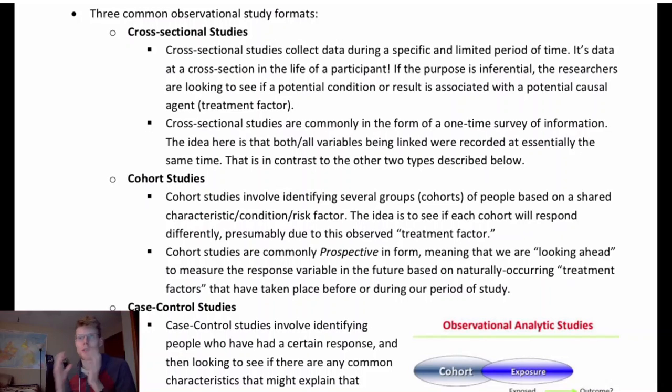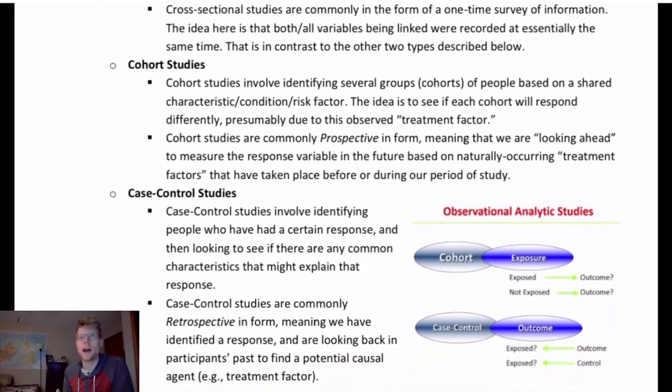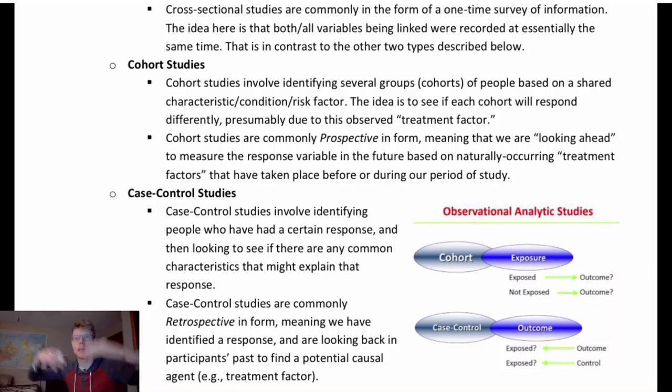Cross-sectional is where I collect the data all at the same time. It's data at a cross-section. A cohort study is where I first identify these characteristics, these differences, a possible causal agent, and then I observe later if there's differences in responses between these groups. And then a case control study is where I observe the outcome. I observe these possible results, and then I try to trace back and see if I can find differences, some possible causal effects that are shared between people in each of these different response groups.